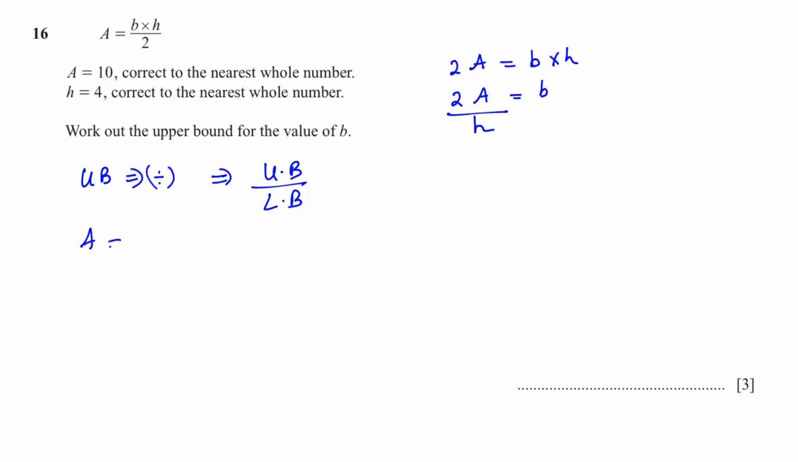So a is our numerator. The upper bound of a will be 10.5. h is the denominator, so the lower bound of h is 3.5. Now we just have to substitute in the calculator. 2 multiplied by 10.5 divided by 3.5 is your base. The answer is 6.